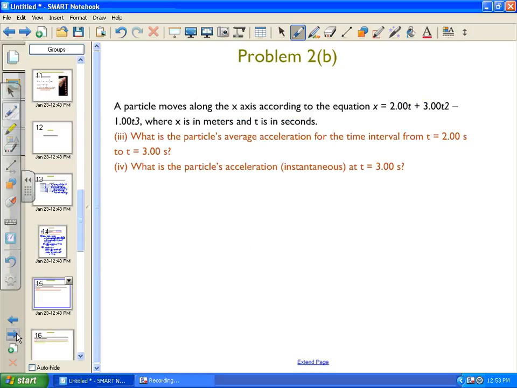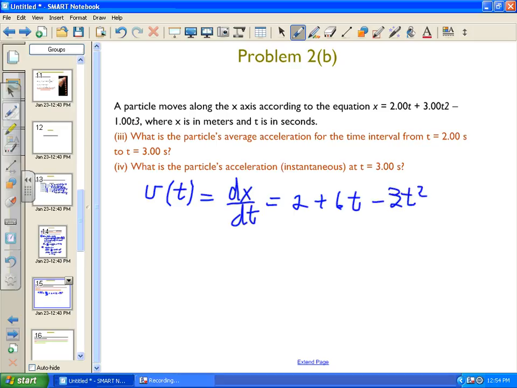Next problem, part B. Using the same position function, now we determine the particle's average acceleration between 2 seconds and 3 seconds and the instantaneous value at 3 seconds. Okay, well, we have to obtain first the function of the acceleration in terms of time, and to do this we take the first derivative of the position function, that gives us 2 plus 6t minus 3t squared.